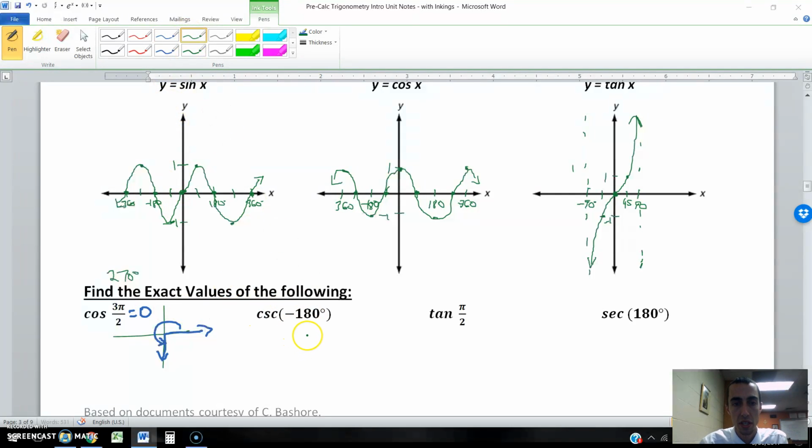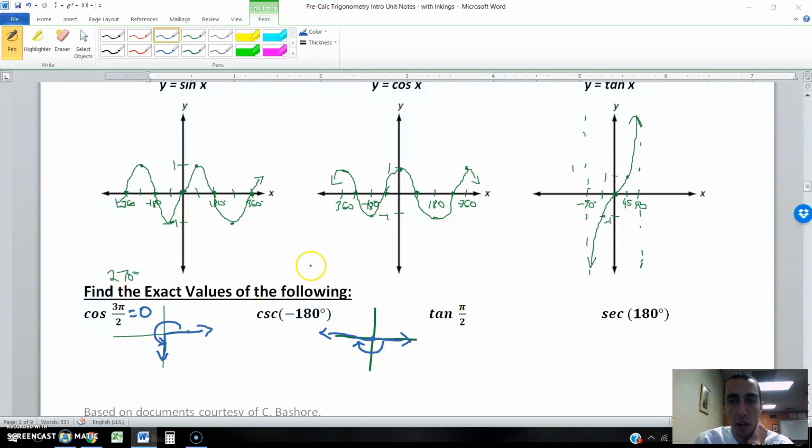Next up, the cosecant of negative 180 degrees. First, let's draw this angle. So we've got the initial side on the positive x-axis. We'll go in the negative direction, so we'll go 90, 180 degrees to right here. So this is our angle. We can see again it's a quadrantal angle.